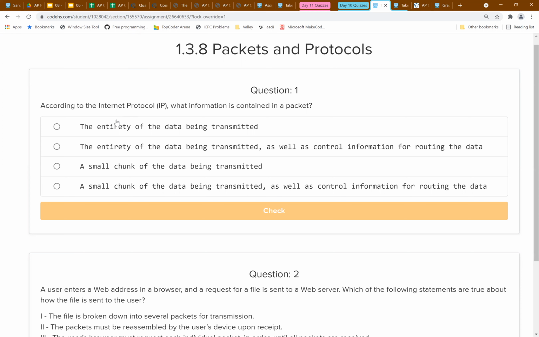It's D, absolutely correct. We are going to transmit some of the information. We're going to break our whole amount of data into smaller chunks that we call packets. But we also need to know where it's going, who it's coming from, all of the other extra information about where to send it. So D is our correct answer.